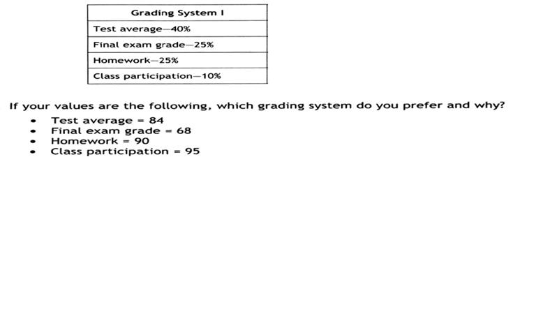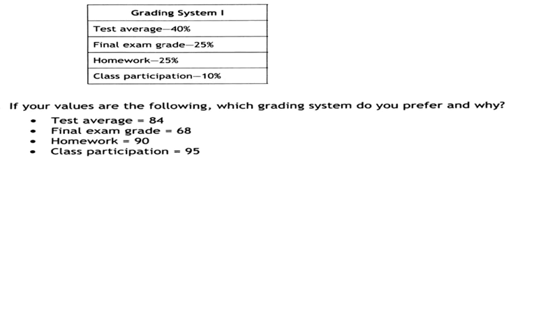So you've taken a couple tests and your test average is 84, your final exam test is 68, your homework average, class participation are given. So which grading system are we going to prefer, grading system 1 or grading system 2? Real quick, we're going to talk about grading system 1, and then I will just go through and answer grading system 2 without talking through it.